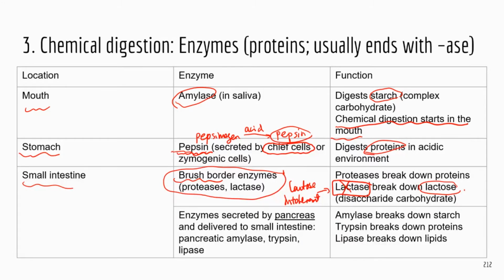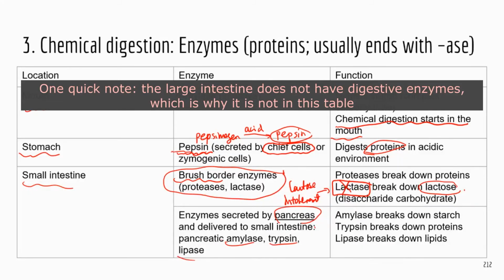We also talk about that some of the accessory organs deliver their chemicals into the small intestine to aid digestion, right? So a lot of the enzymes come from the pancreas. So in the pancreatic juice, there's amylase, there's a trypsin, there's a lipase. Amylase, you already know, but trypsin, that's a new enzyme. So trypsin breaks down proteins. Very important. And lipase breaks down lipids.